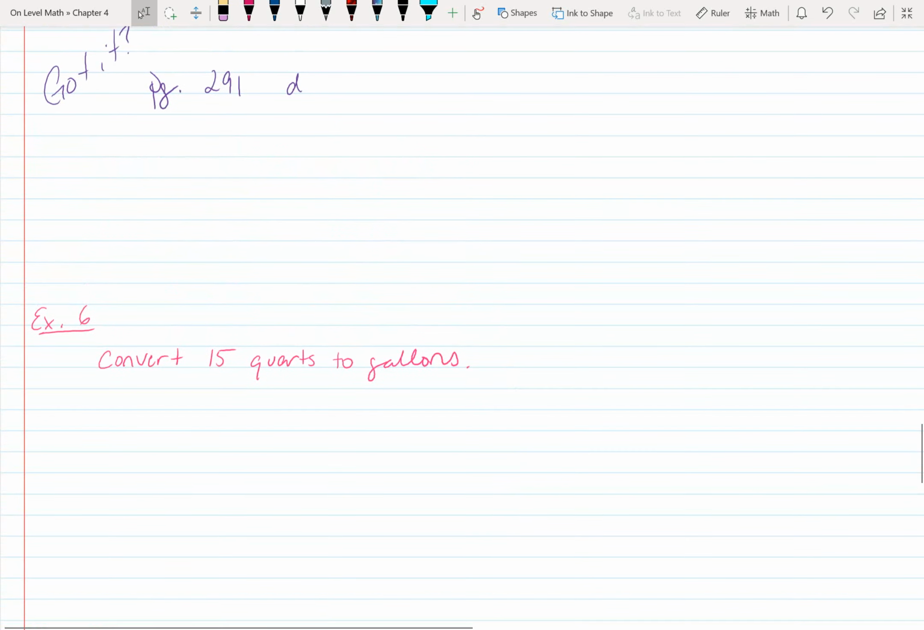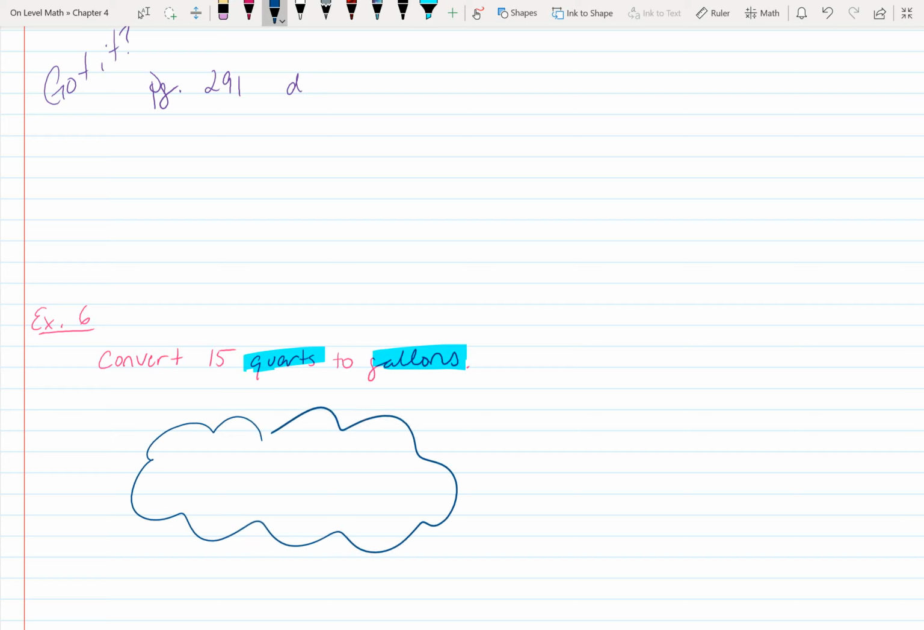Let's go here. Example 6, just because these are a little bit longer. Convert 15 quarts to gallons. So first, we need to look at what we know. We need to look at quarts and gallons. So again, on page 290, quarts and gallons. We've got 1 gallon is 4 quarts. So 1 gallon is 4 quarts, or 4 quarts is 1 gallon.